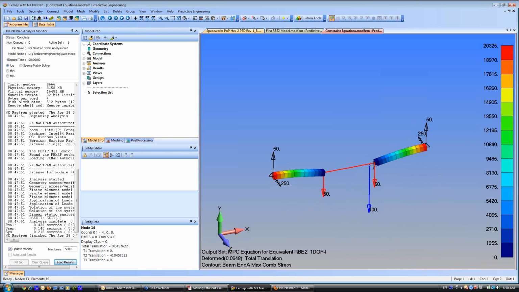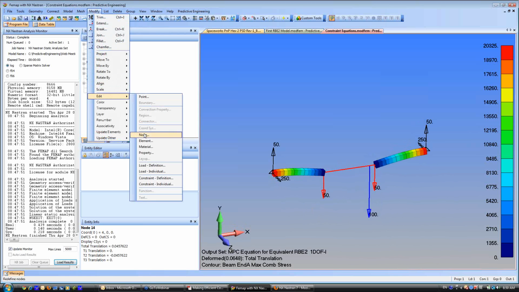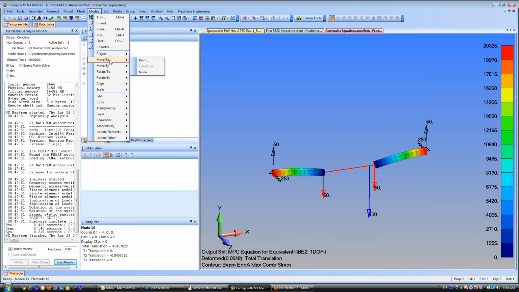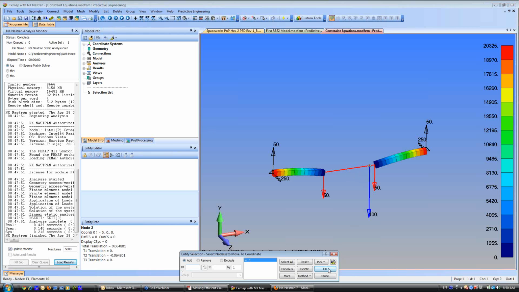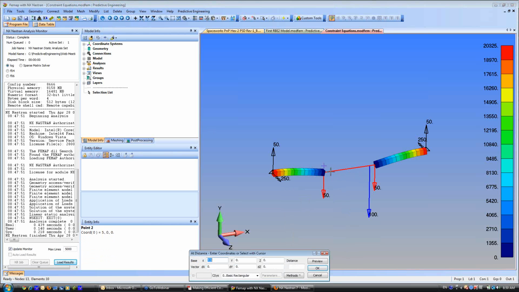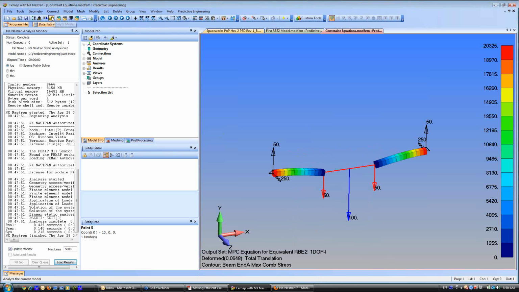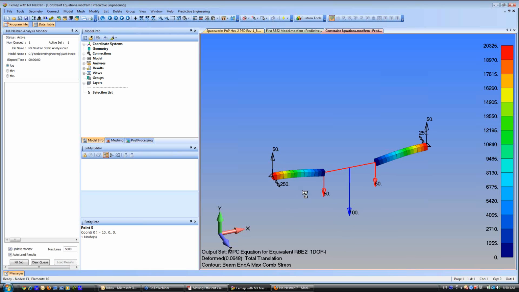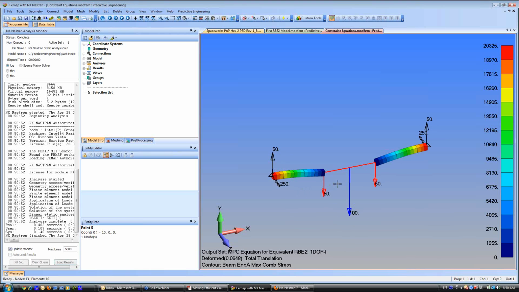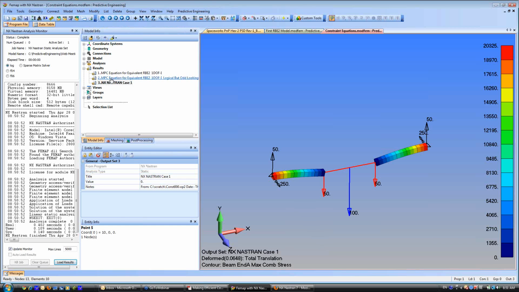And you notice that I've slid the node over to here. Let me go ahead. Edit, move to node. Let me set it back between. I want to set it back to that point in the middle. I'll run it. The point about MPCs, it doesn't care where your dependent node is sitting. It's not spatially dependent. So there's that result there.